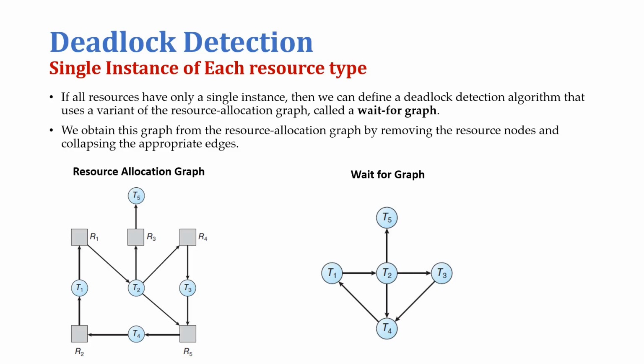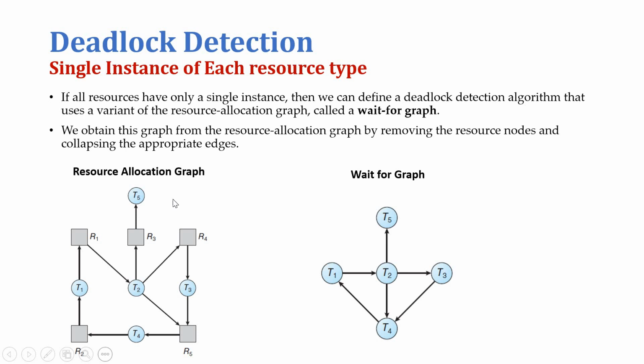We can obtain this graph from the resource allocation graph. We remove all the resources, and the edges are collapsed into the appropriate edges. So we get the wait-for graph.